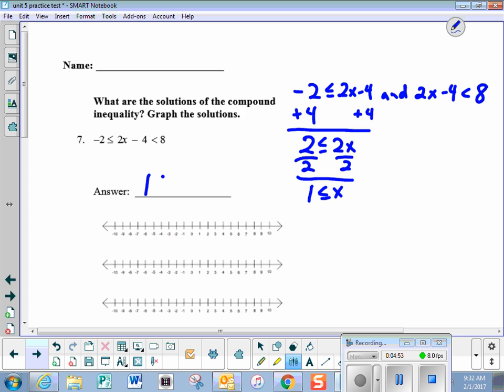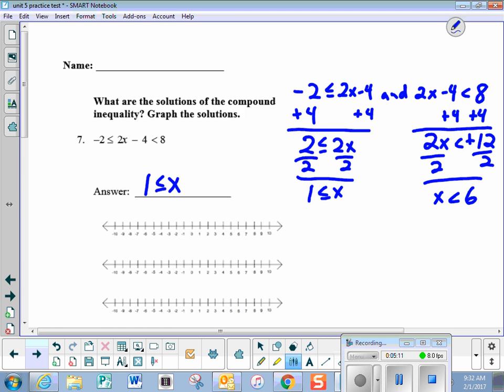Okay? That's half of my inequality. And then over here I add 4 to both sides, and I get 2x is less than positive 12. 2x is less than positive 12, divide by 2, x is less than 6. So x is less than 6 and greater than or equal to 1.